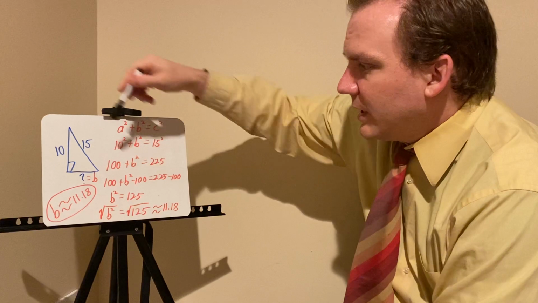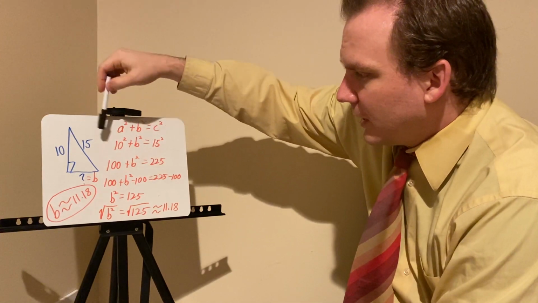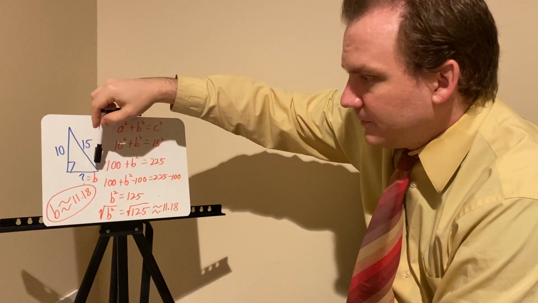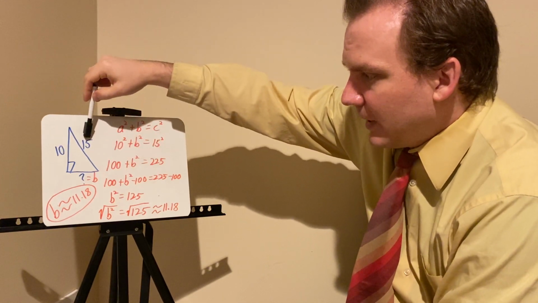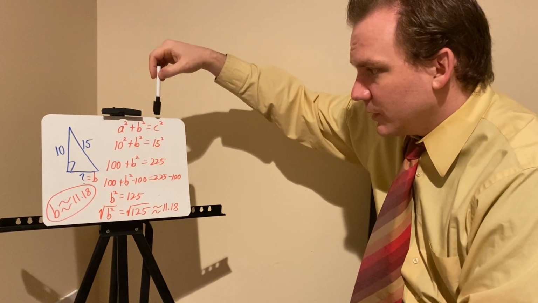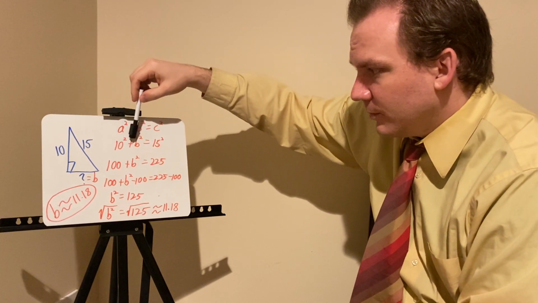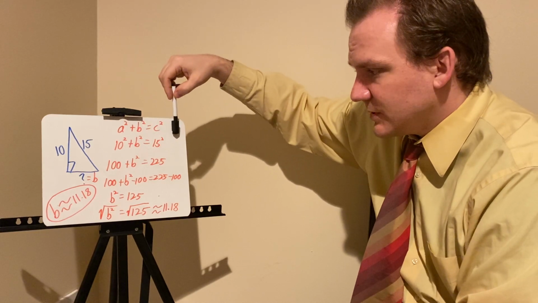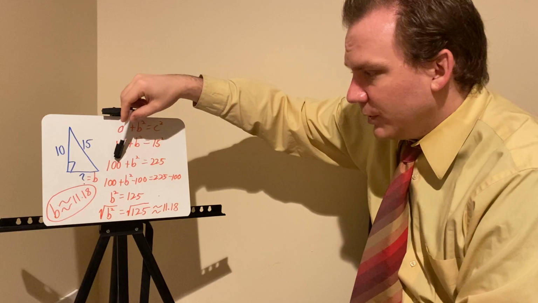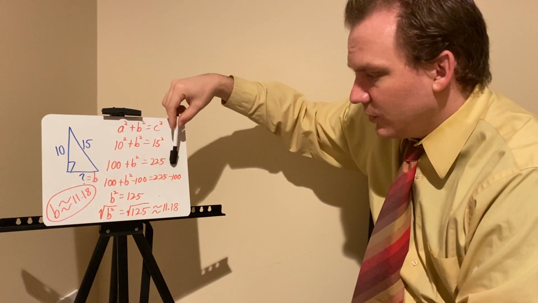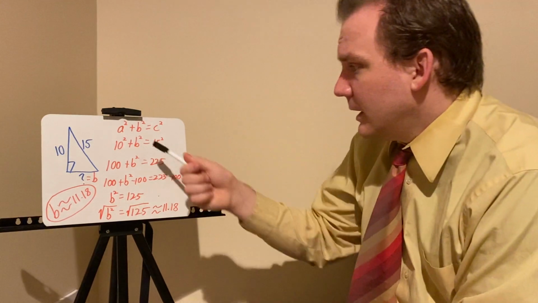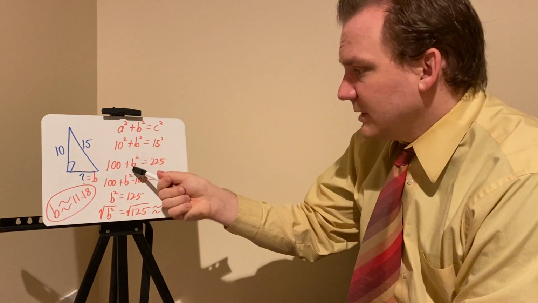Here we have a right triangle, but this time we're missing one of the legs. So we're going to call that B. We know one leg is 10, and we know the hypotenuse is 15. So when we do A squared plus B squared equals C squared, we put 10 squared plus B squared equals 15 squared. We know that 10 squared is equal to 100, and 15 squared is equal to 225 because we either used a calculator or a reference chart. B squared is going to stay as B squared.